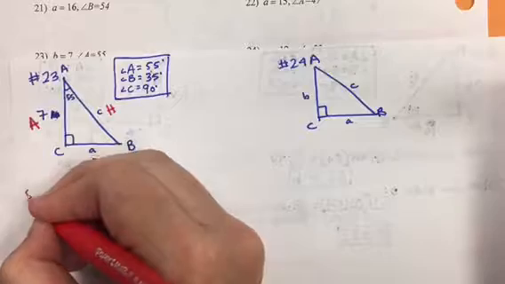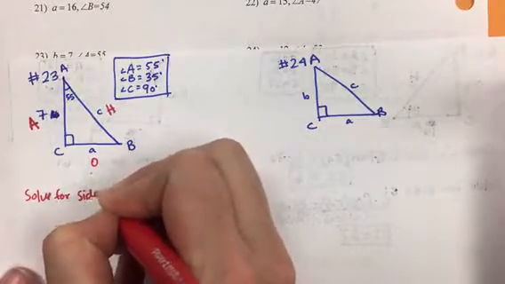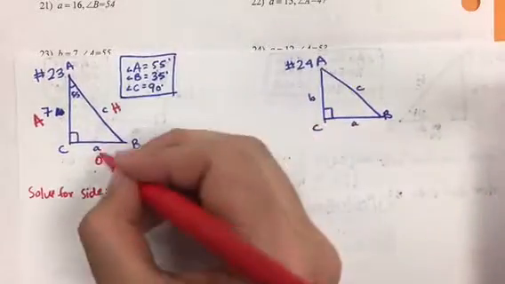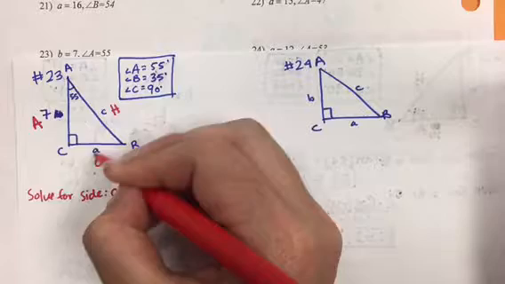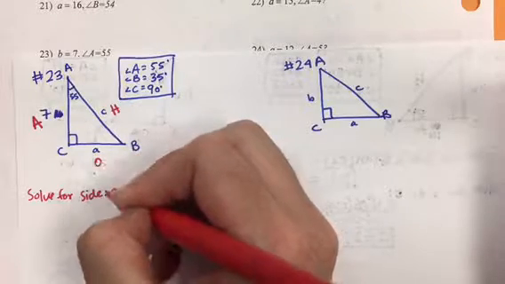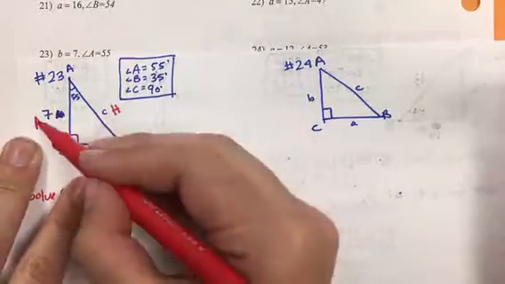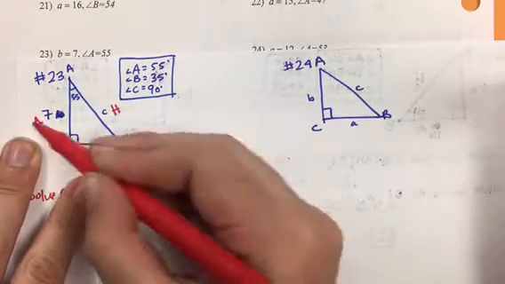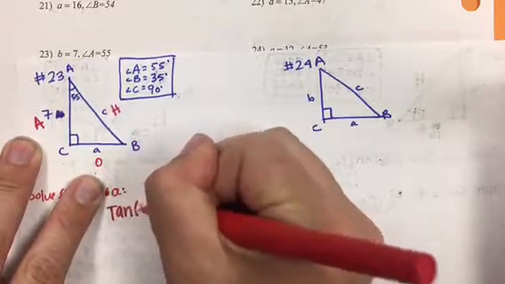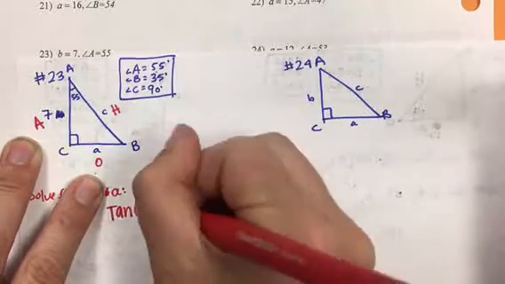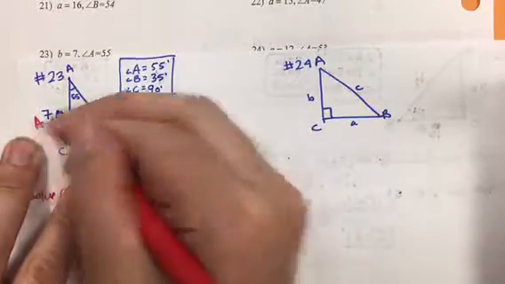If I solve for a side, let's solve for side A first. Side A, this missing piece here. That means I'm using the opposite side and the adjacent side. That is tangent of 55, which equals O over the 7. So A over 7.